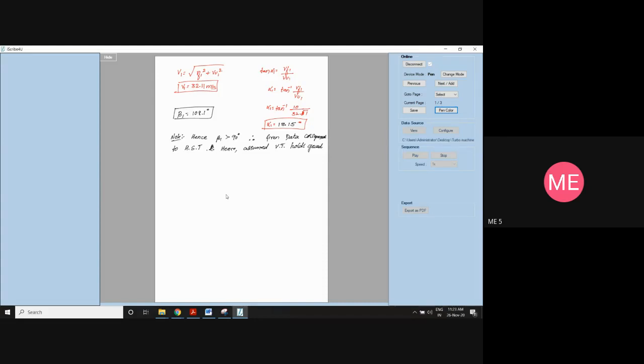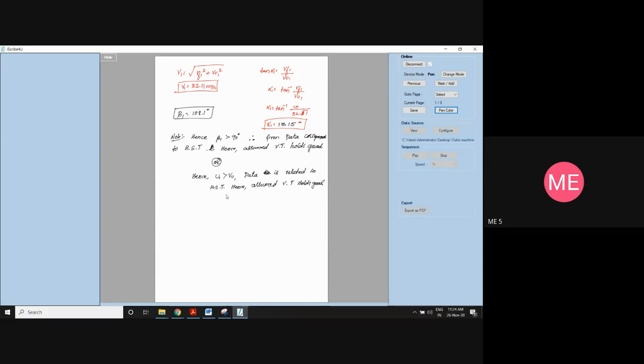Okay, this is one more way of note writing, or you can write like this. Hence, U1 is greater than VU1. You found out both, no? The data is related to a high speed turbine. Hence, the assumed velocity triangle holds good. And we can continue further like this.